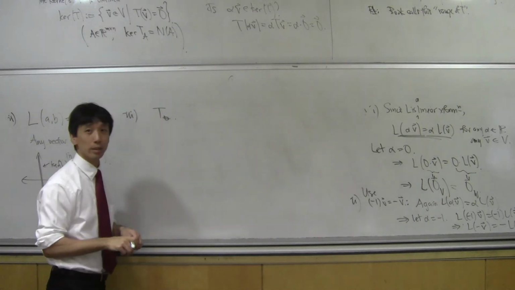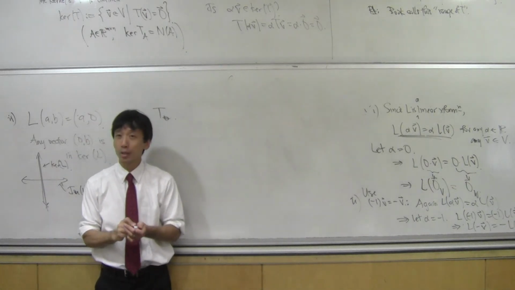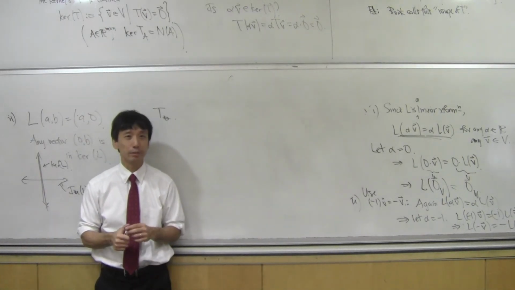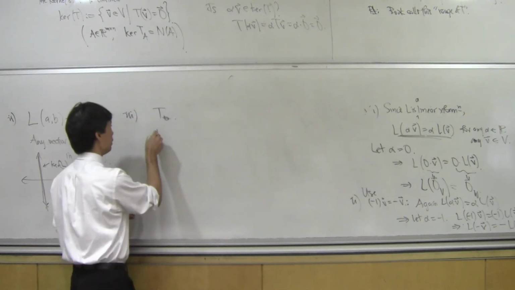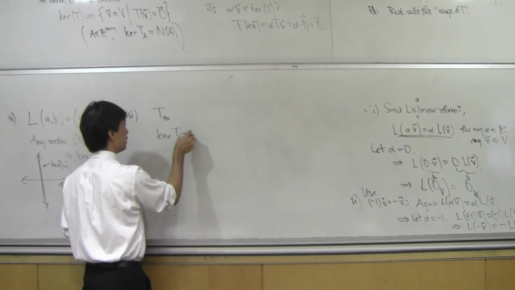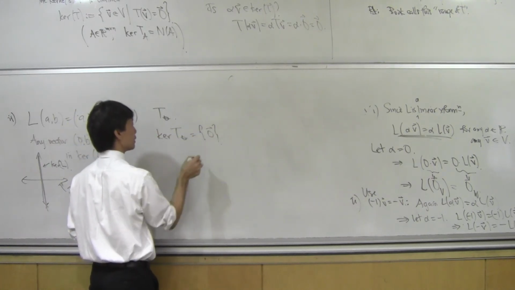T theta, rotation by theta. What's the kernel of T theta? Who gets sent to the 0 vector? Who gets rotated to the 0 vector? The 0 vector. That's it, right? Only the 0 vector, when you rotate it, ends up at the 0 vector. So the kernel of T theta is just the 0 vector.